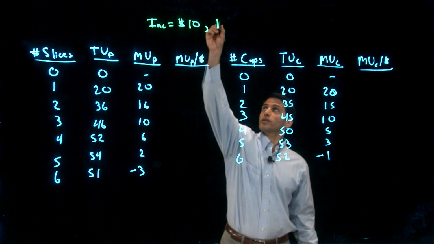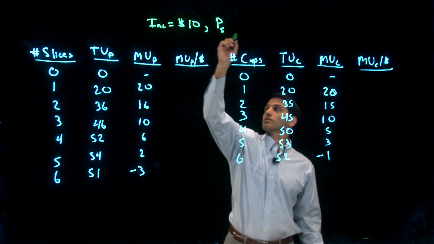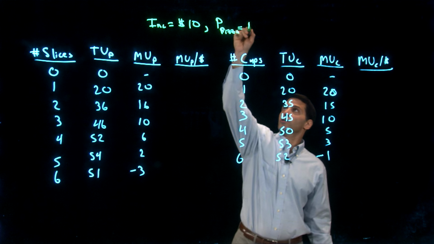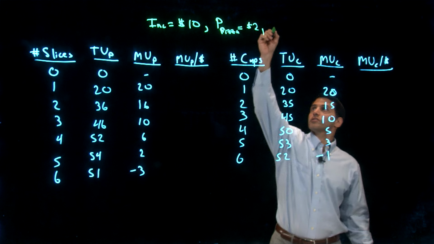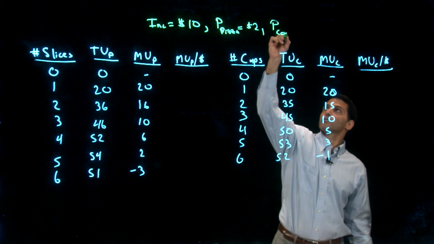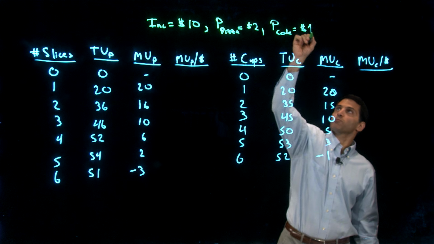And what is the price of a slice of pizza? I'll just use P for pizza here. Let's say it's $2 per slice. And what's the price of a can or a cup of Coke? In our example, it's $1.